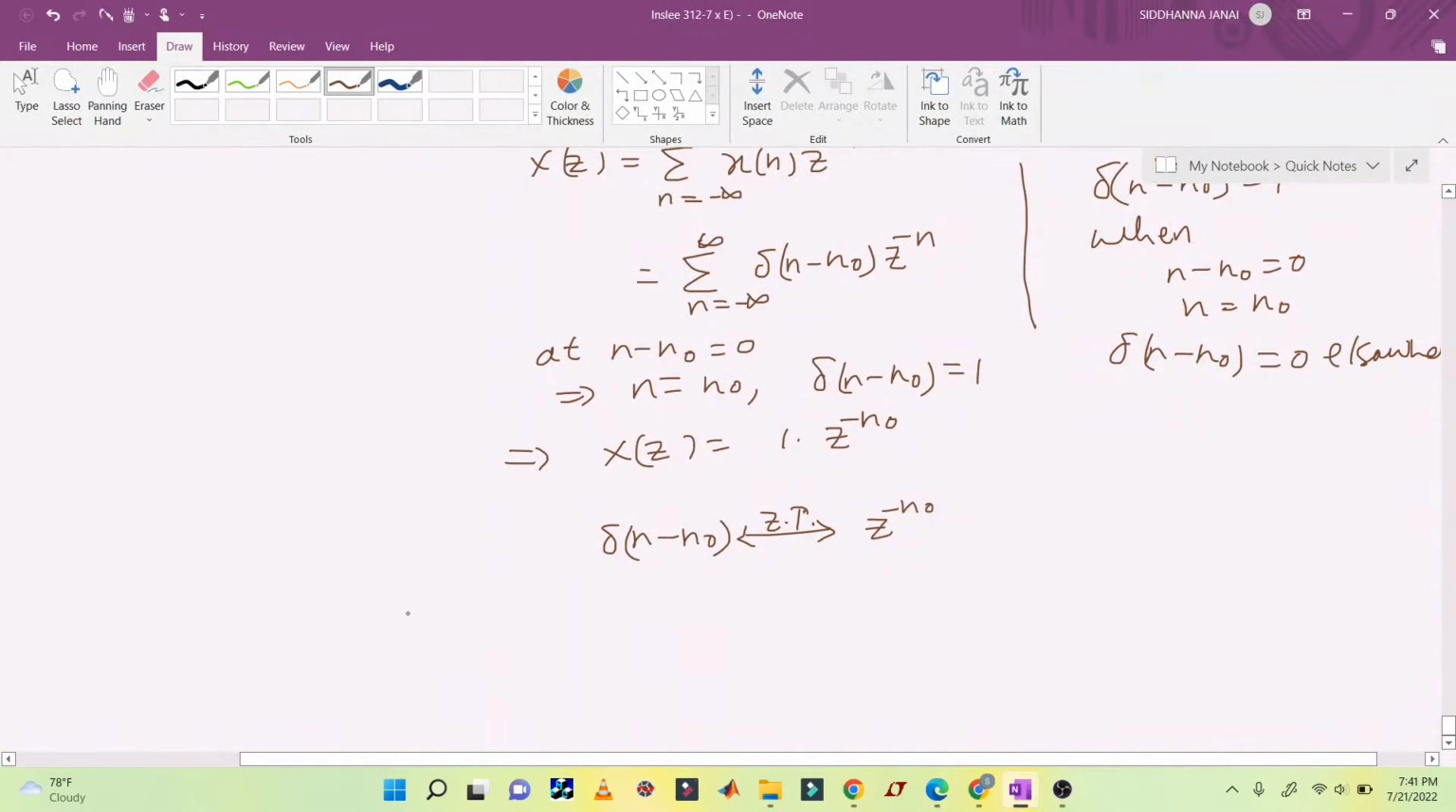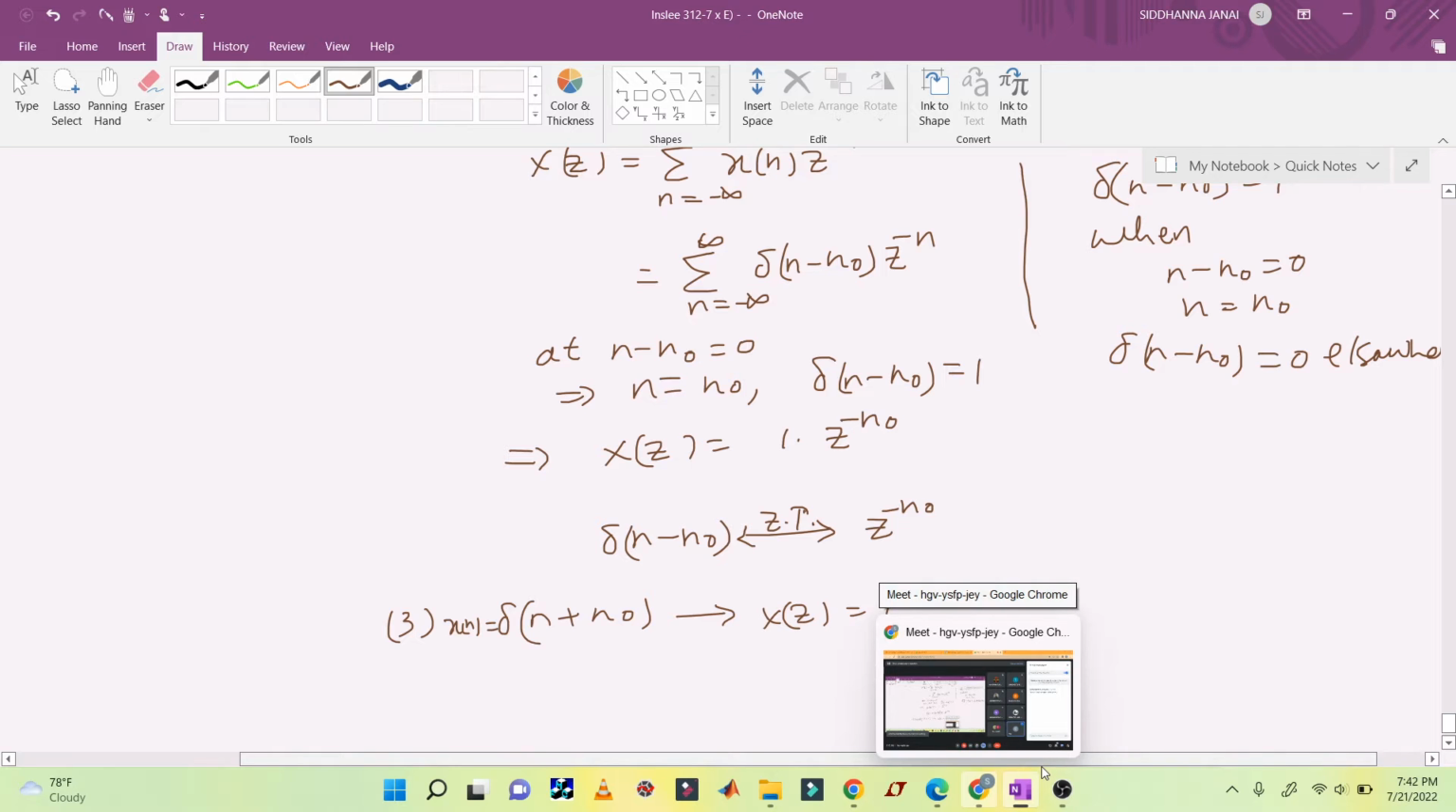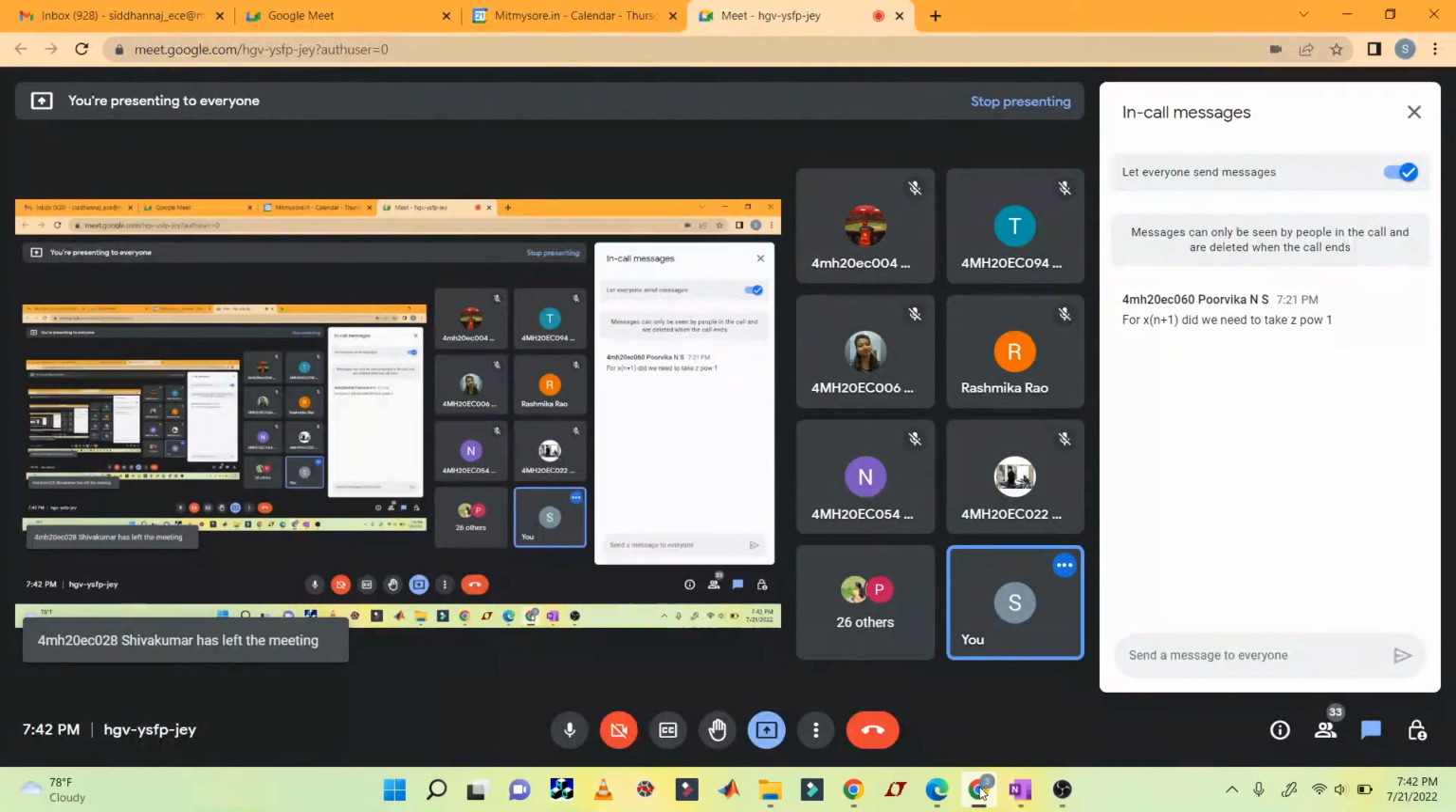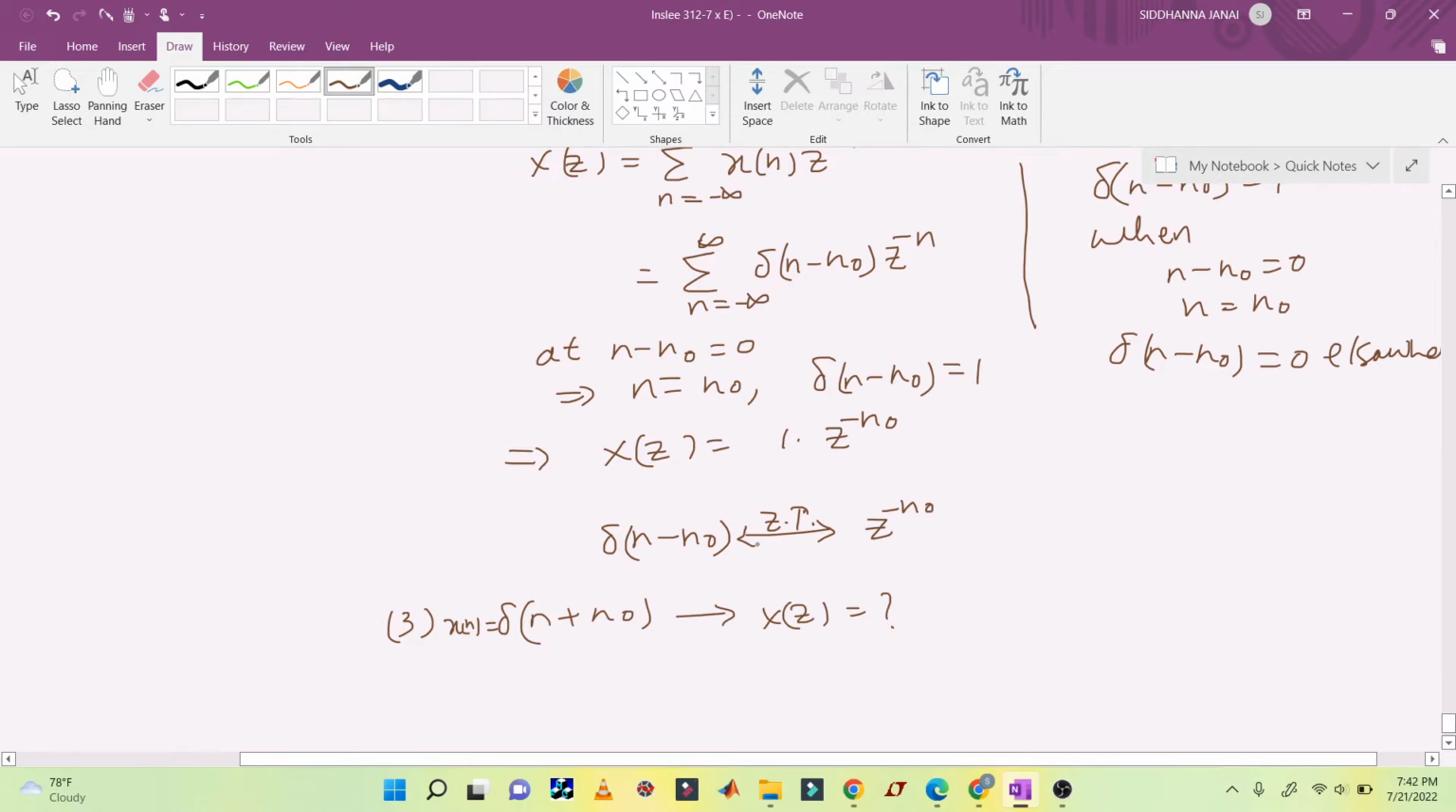Next one is delta of n plus n naught. If x of n is this one, let me write it. X of n is equal to, what is x of z? Are you getting it?